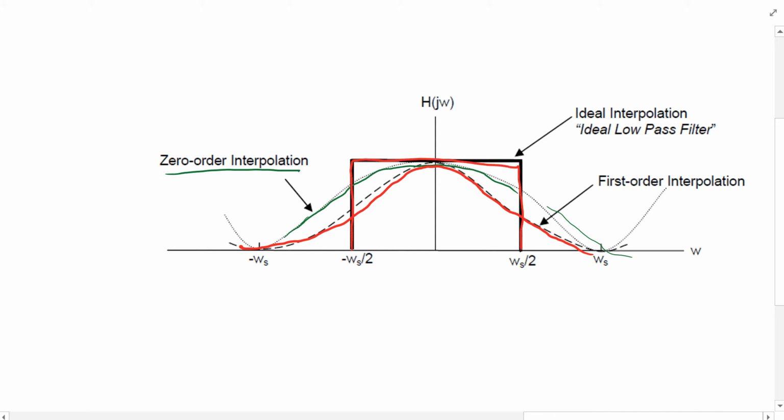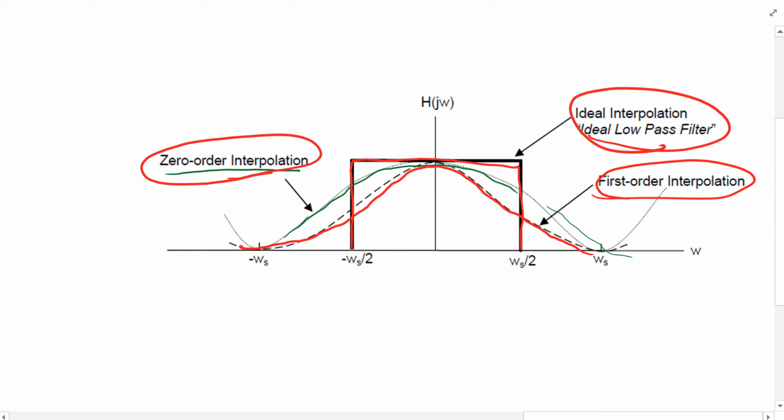But you can never do this. There's no such thing as an ideal filter. So we either do zero-order hold or first-order hold, the most common. The other approach is maybe a higher-order hold.